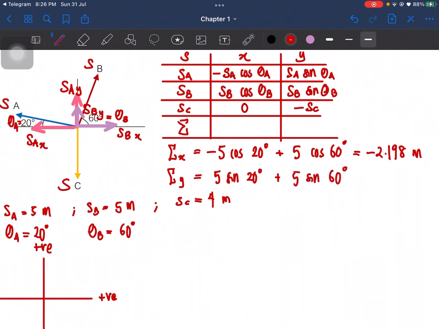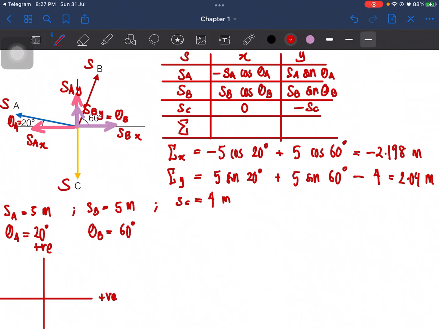Okay, so the total for the y component is gonna be 5 sine 20 degree plus 5 sine 60 degree minus 4, which is the displacement C. So this is gonna be equal to 5 sine 20 plus 5 sine 60 minus 4. So you will get 2.04 meter. Okay, so you can either take three significant figures, which is 1, 2, 3 significant figures, or 3 decimal places. Okay, so if it's me, I would always take 3 decimal points. But for this one, it is 2.040, so just take 2.04.